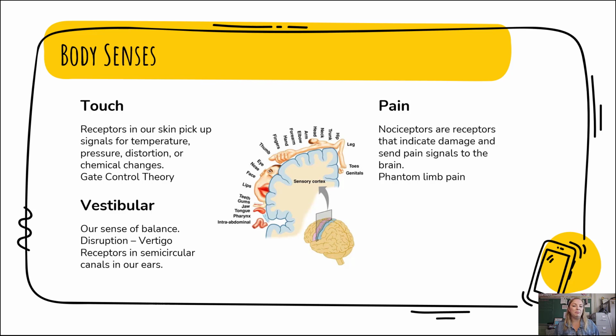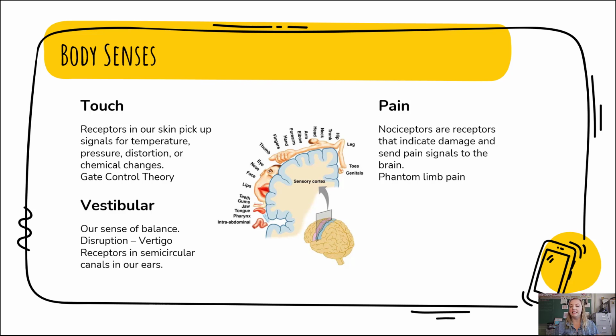Let's talk a little bit about pain. Pain is experienced through the stimulation of nociceptors. These receptors indicate damage and send pain signals to the brain. These nociceptors are in our body. However, if someone experiences an amputation, they might continue to feel this pain even though the receptors are no longer there. This is what we call phantom limb pain.